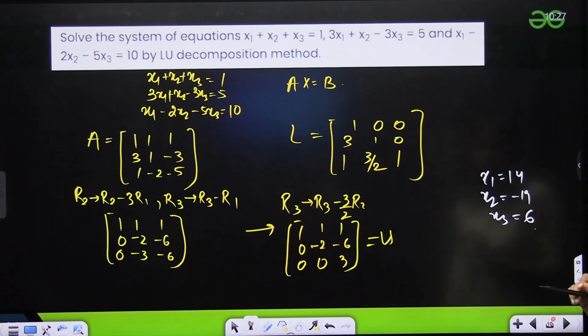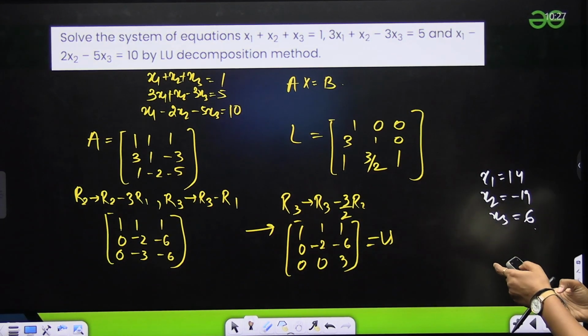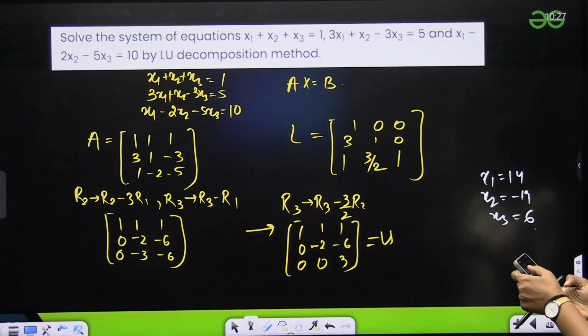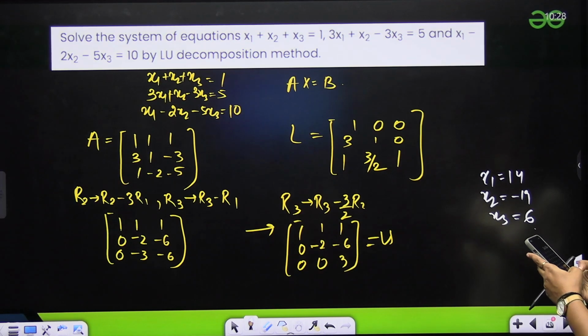Right, let's just check. एक बार check कर लेते हैं. I'll use calculator for that to check कि values I am getting are correct or not. So 3 into 14 plus minus 19 minus 3 into 6, 5, right, that is correct.